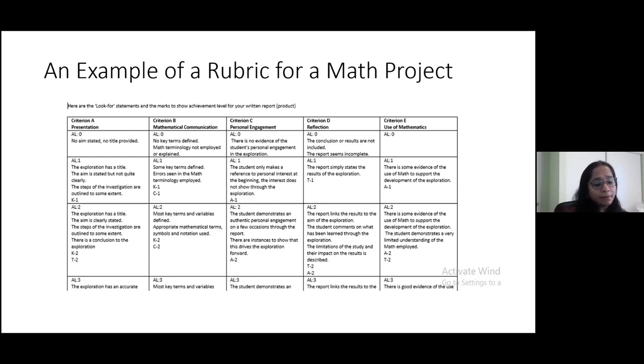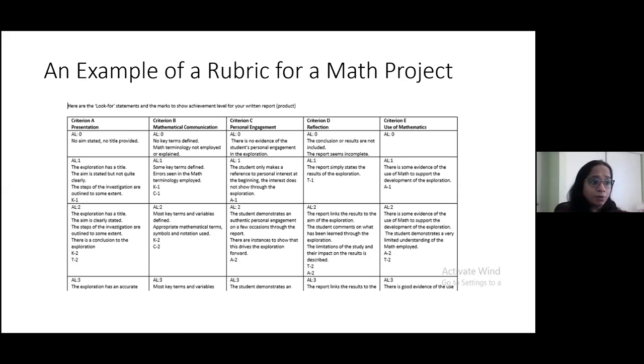So the rubric then becomes a formative support to them while they are working, and then a summative evaluation tool for you while you are evaluating. You can also speak to the students, and it also gives you the evidence to justify why a student has got the marks that they have got.